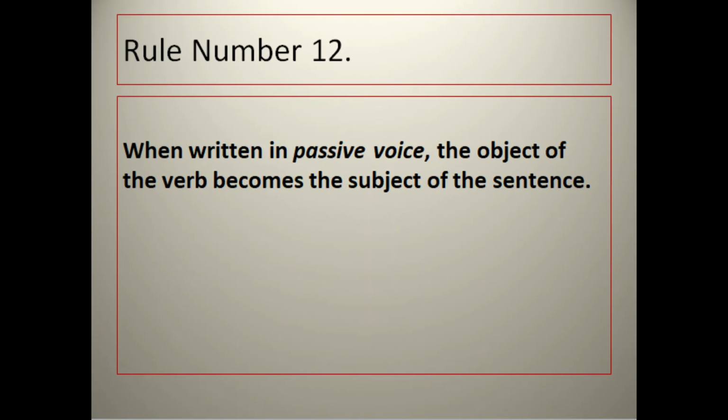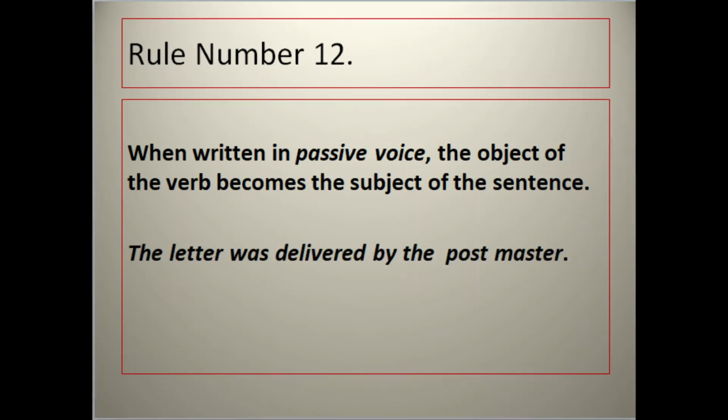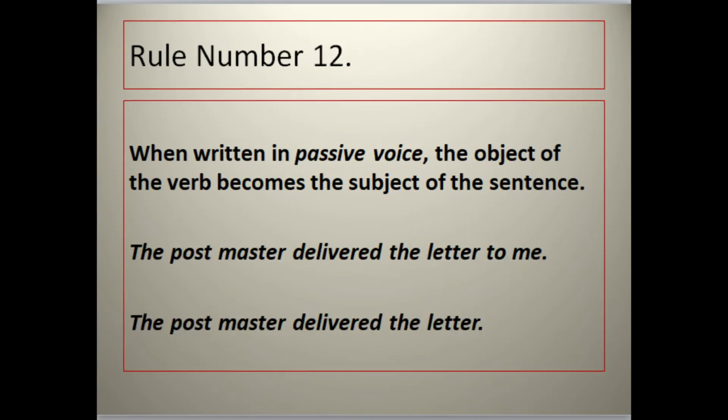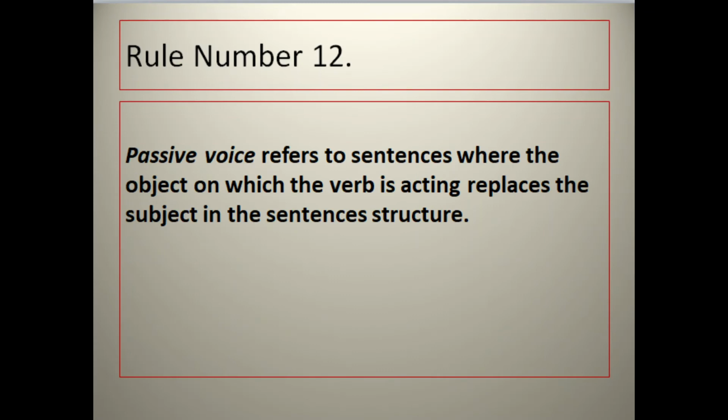Rule number 12. When written in passive voice, the object of the verb becomes the subject of the sentence. Example, the letter was delivered by the postmaster. Another example, the postmaster delivered the letter. Passive voice refers to sentences where the object on which the verb is acting replaces the subject in the sentence structure.